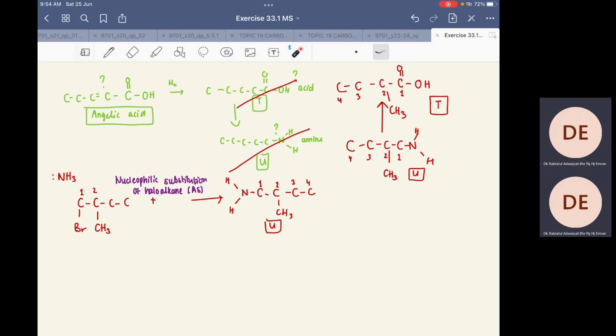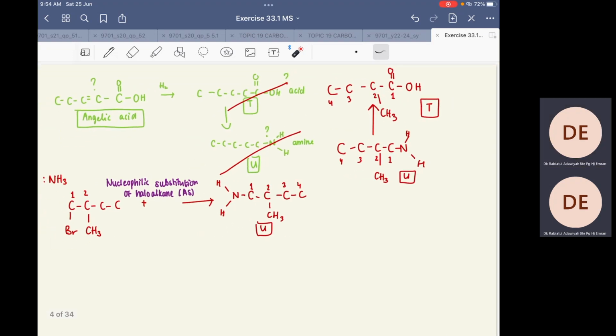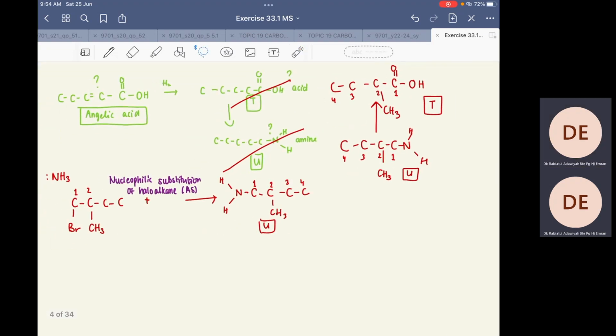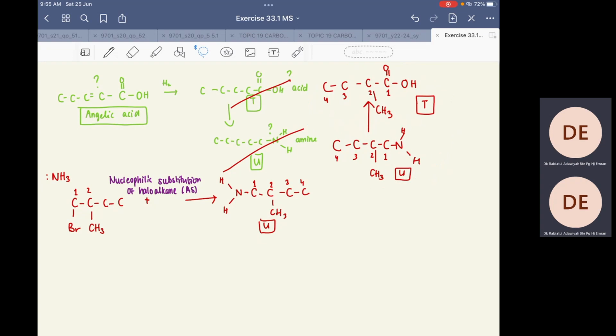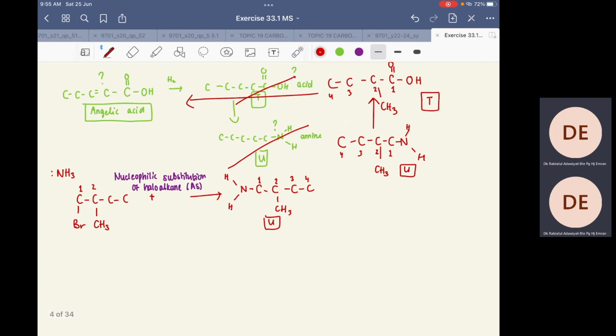Then we go back to angelic acid. We want to go back to angelic acid. Maybe I move it. It's okay, I'll just do the overlap. So from T, I want to go back to angelic acid. Obviously, my angelic acid structure here is wrong. Now can you see what I have on angelic acid? I have COOH, which is already correct in the right place of my T.